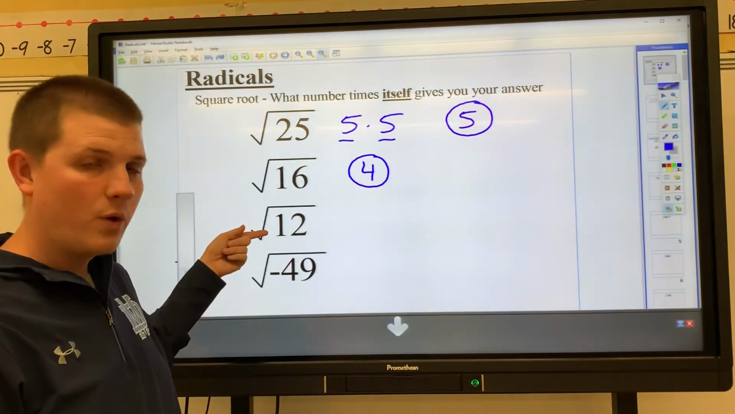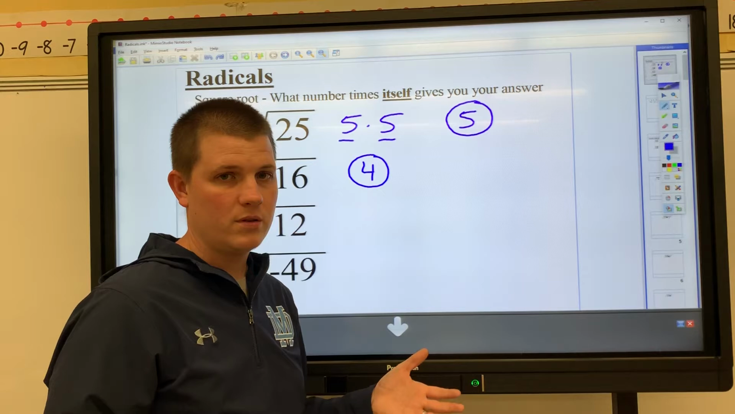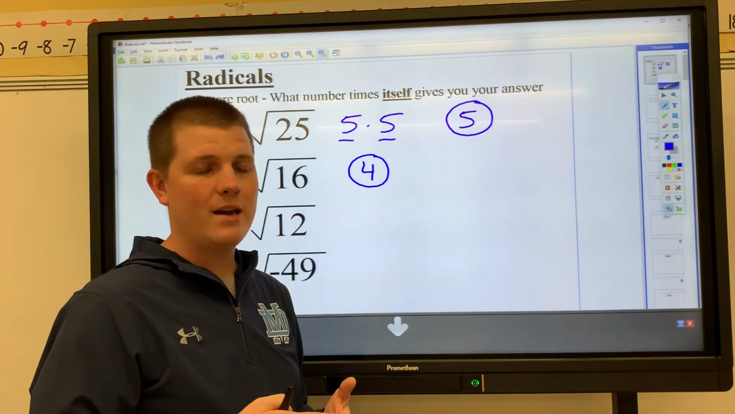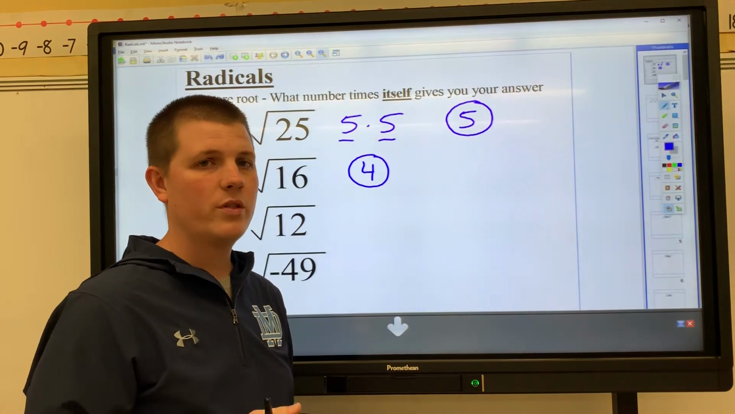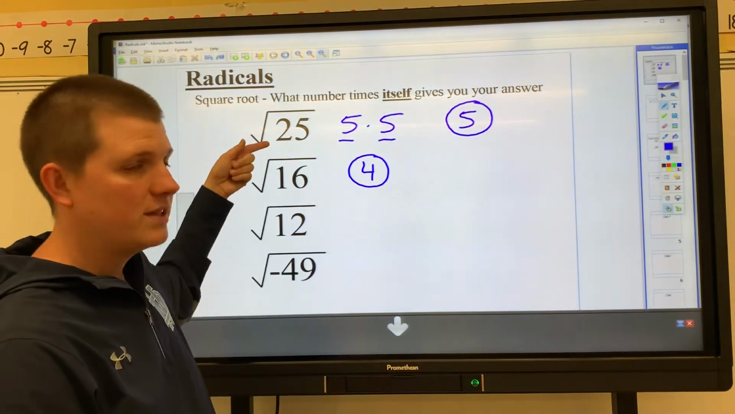However, what's the square root of 12? There isn't one. What's the square root of 15? There isn't one. What's the square root of 8? There isn't one. Those are called non-perfect squares. What we're concerned with are the perfect squares. So we want to know the numbers that are perfect squares, the ones that work.